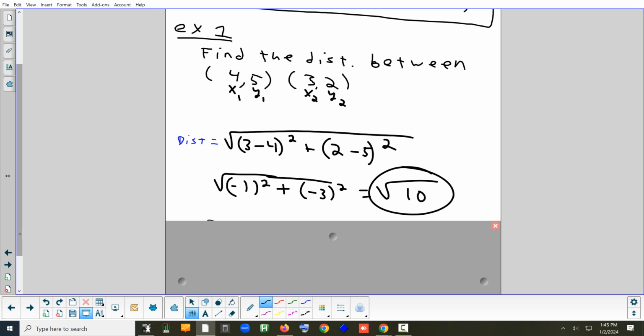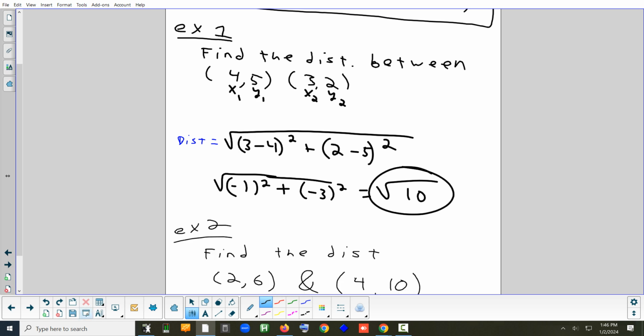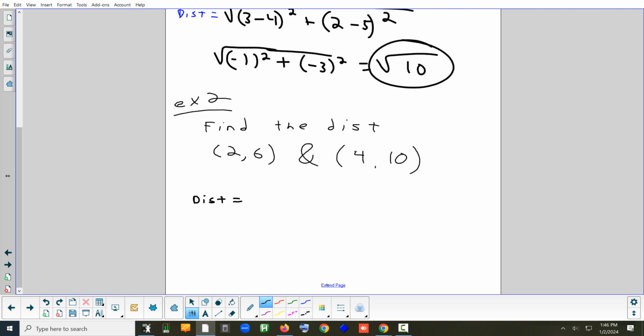Okay, any questions on that? That's finding the distance between 2 points. And this one can't be simplified. Okay, square root of 10, that's as simple as you can make it. The next one we're going to do can be simplified. So we'll do the distance, and then we'll see if we can simplify it. Okay, so find the distance between the points 2, 6 and 4, 10.